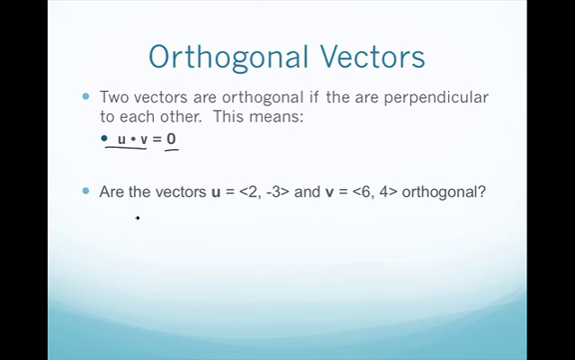So we need to find the dot product between u and v. All right, you should be getting used to this by now. So for the dot product, we're going to take 2 times 6 plus negative 3 times 4, which equals 12 minus 12, which equals 0. So yes, if we were to graph these two vectors out, we would find that they would be perpendicular to each other because the resultant answer was a 0.